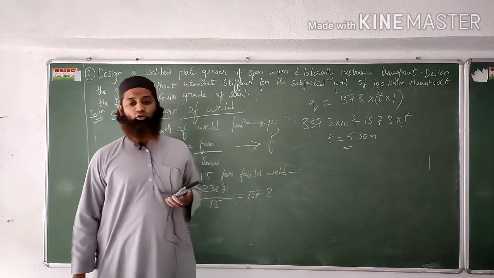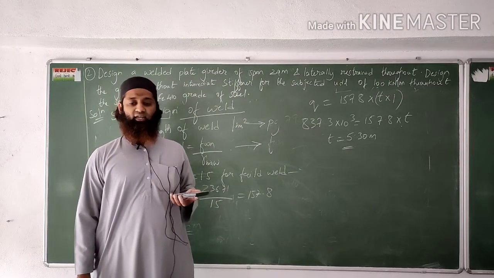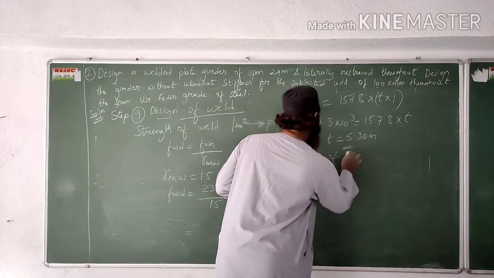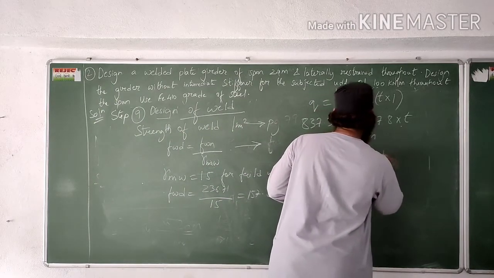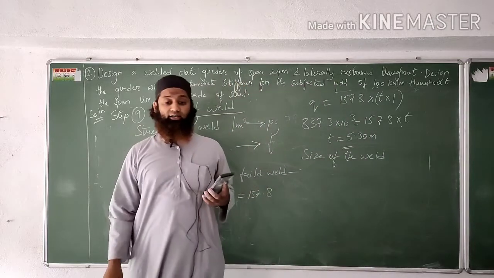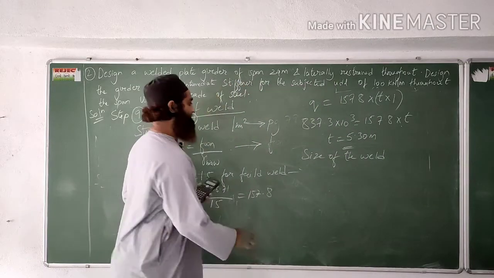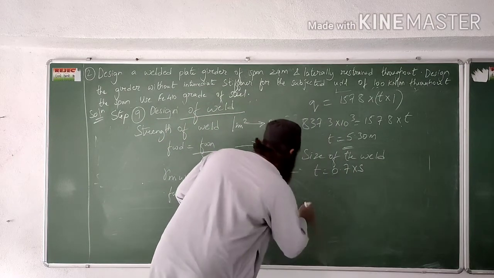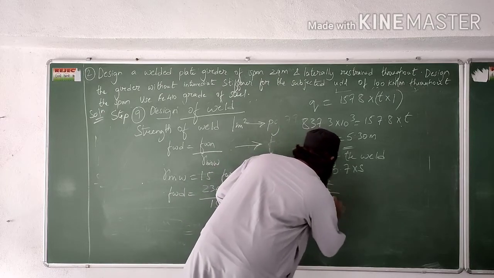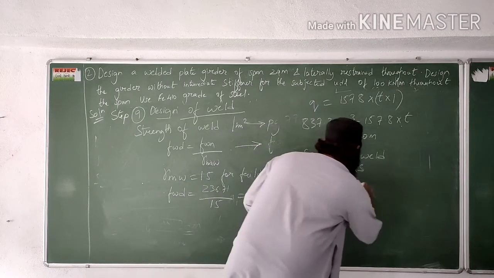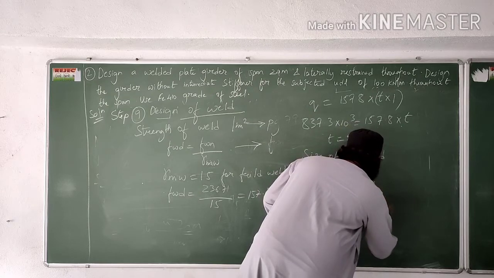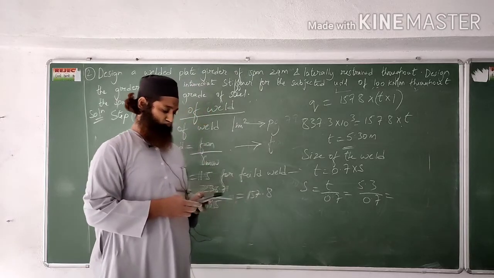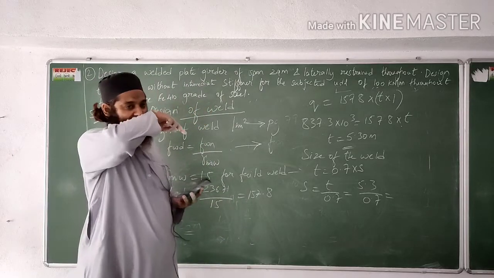Let us see now, the throat thickness is 5.3. Let us see the size of the weld. Size of the weld is given by T is equal to 0.7 into S. T value I have got, S is equal to T by 0.7. T is 5.3 by 0.7. I am getting it as 7.58, that is approximately 8 mm.